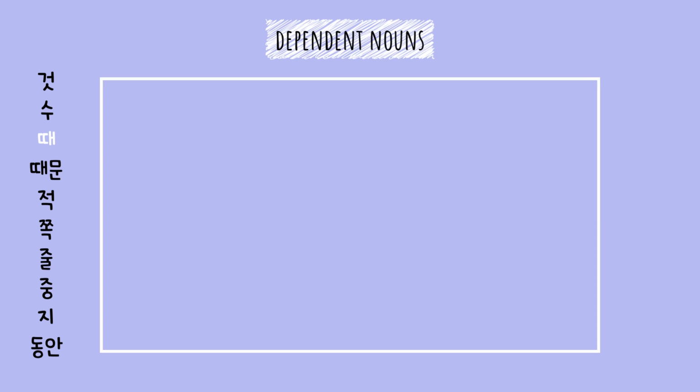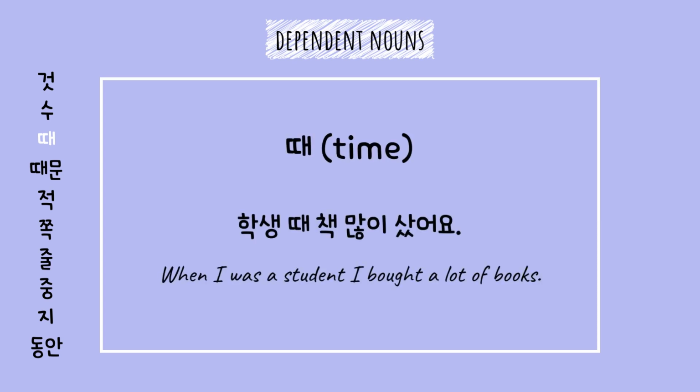The third dependent noun is te, time. It is used with a verb or with other nouns. In our example, 학생 때 책 많이 샀어요. When I was a student, I bought a lot of books. It is used with the noun 학생, student.